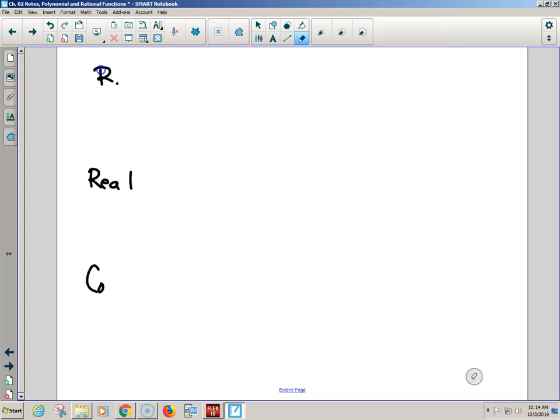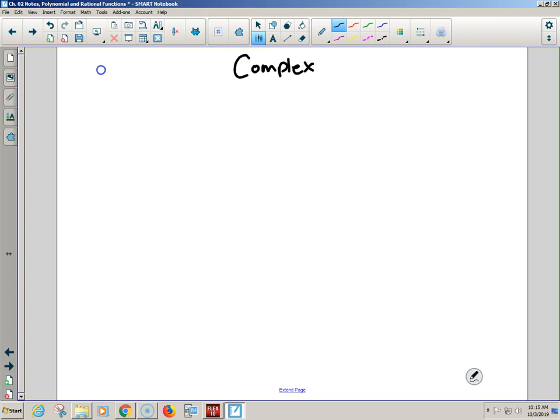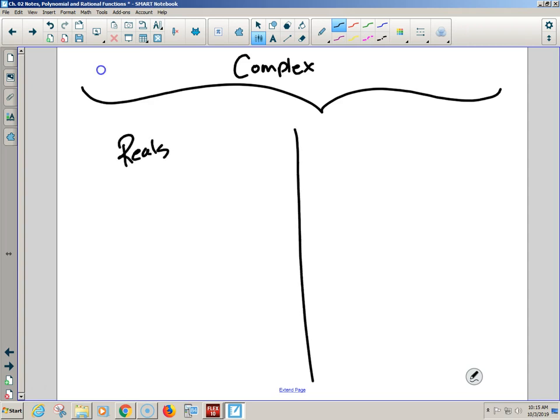Oh, let's do this, right? There we go. Okay, complex numbers include all reals and imaginaries. All real numbers are complex numbers, all imaginary numbers are complex numbers. So if they ask for complex zeros, they want all of them. Does that make sense? Okay, so if they say complex, they want all of them.